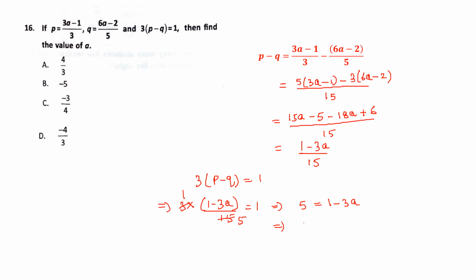So from here I can write 3a will be, I am transposing minus 3a to the LHS and 5 to the RHS. It will become 1 minus 5. So 3a equal to 1 minus 5 will give me minus 4. So from here I will get the value of a as minus 4 by 3. So the correct option is option D.